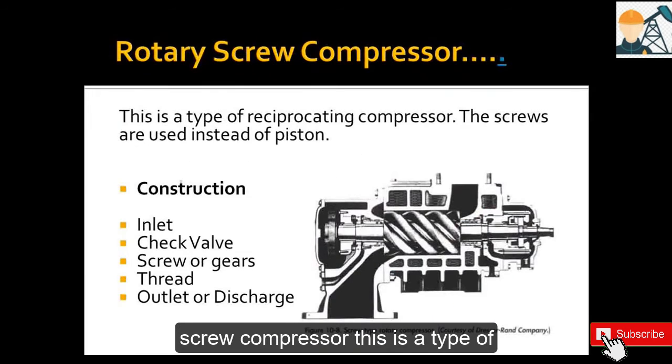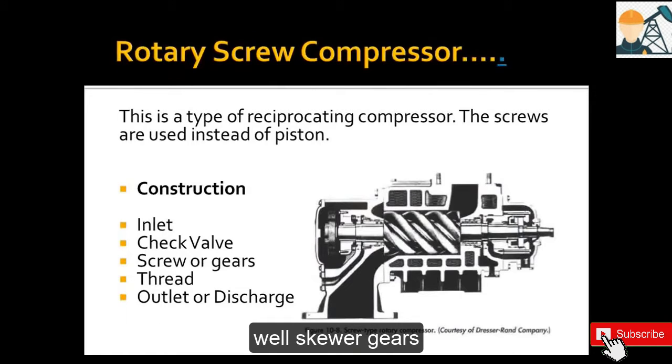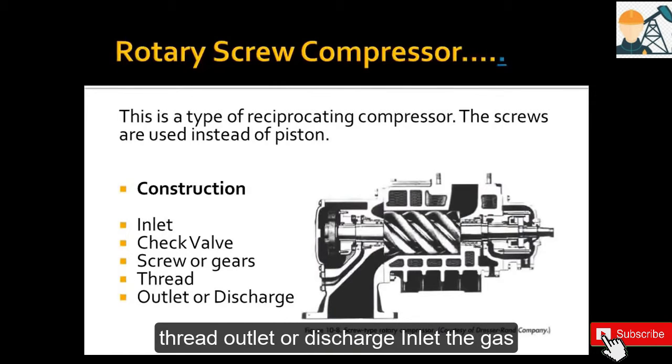Rotary screw compressor. This is a type of reciprocating compressor. Screw compressors are used instead of pistons. Construction. It consists of inlet, check valve, screws or gears, thread, and outlet or discharge.